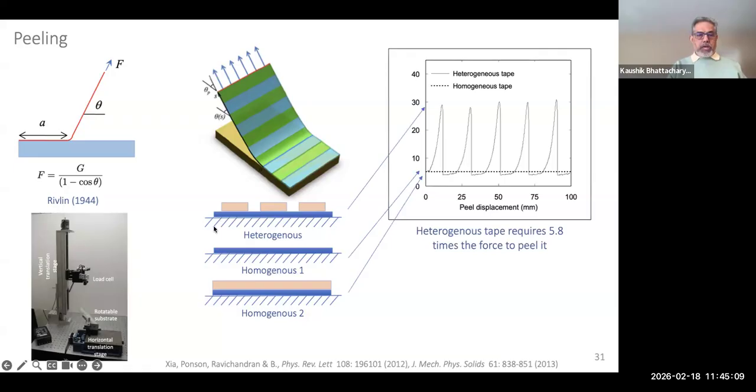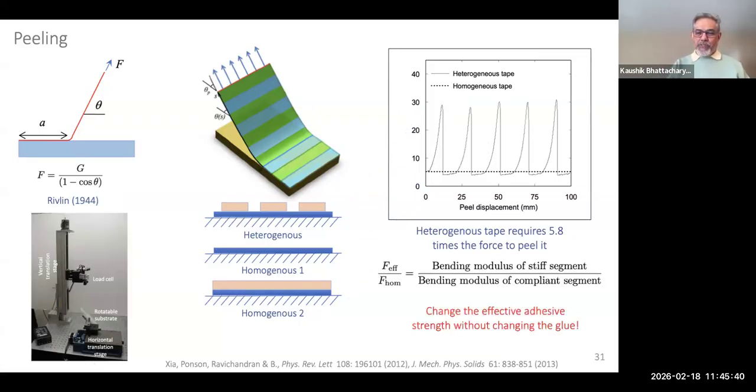here's what you get. According to Rivlin, these two tapes behave exactly the same; this is the peel force you need. But when you try to peel this, you see that the peel force you require is about 6 times higher than the peel force of the original tape. So I've increased the stickiness of the tape without having done anything to the glue because I have introduced some heterogeneous elasticity. And so in fact, I've changed the effective adhesive strength without changing the glue. And that is really an example of the stickiness.